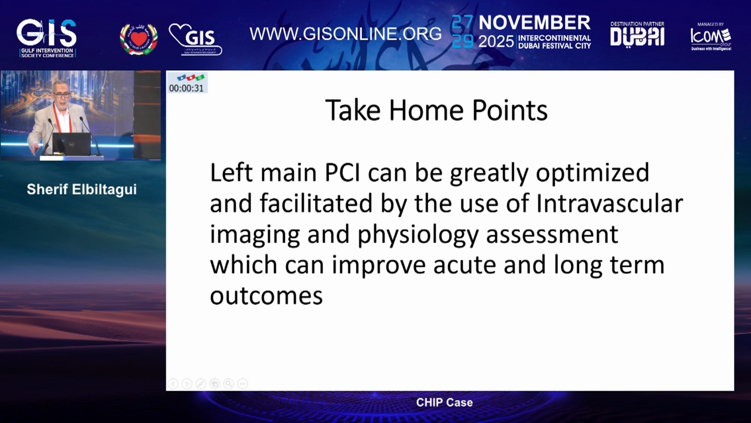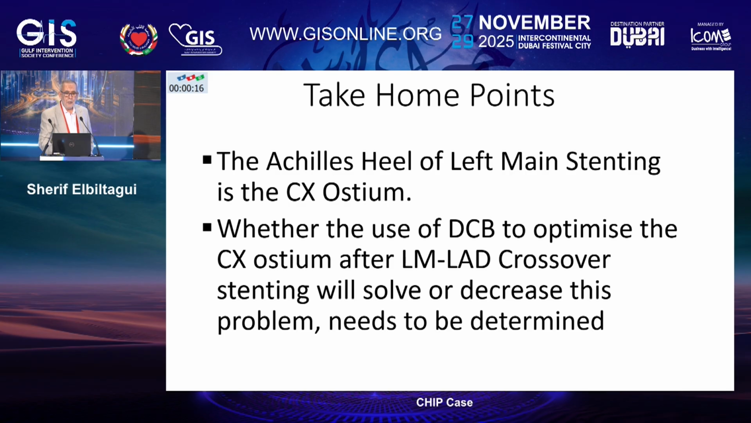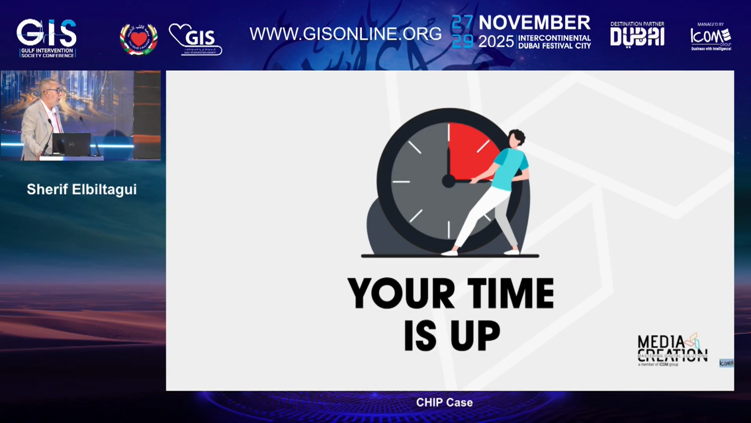So my main point is that left main PCI can be greatly optimized, as you all know, and facilitated as well by the use of intravascular imaging and physiology, which can improve both the acute and long-term outcomes. The Achilles heel of left main stenting is the CX ostium. Whether the use of the DCB to optimize the CX ostium after crossover in the index procedure will decrease the problem of the CX actually remains to be determined. Okay, thank you very much.